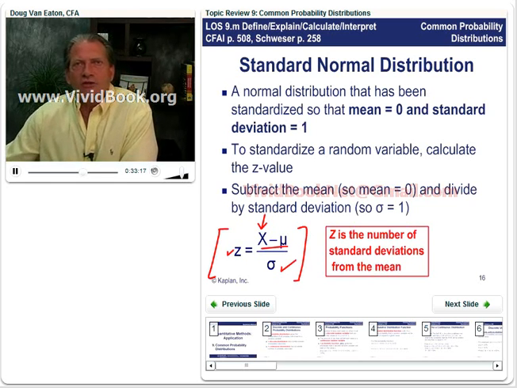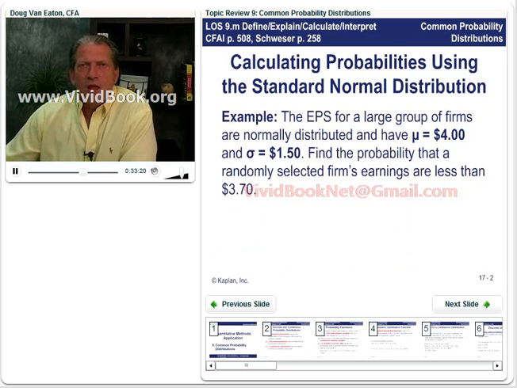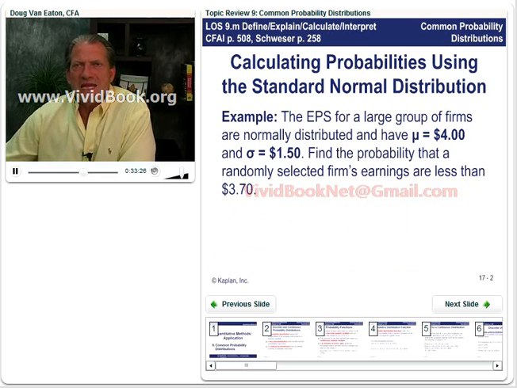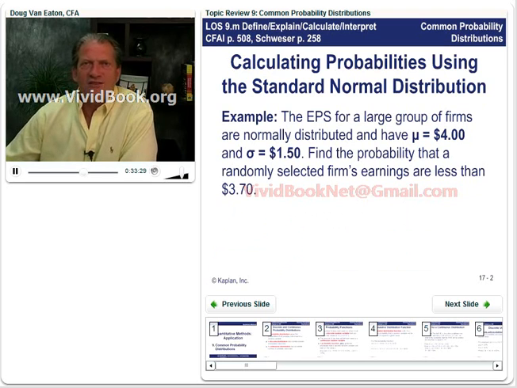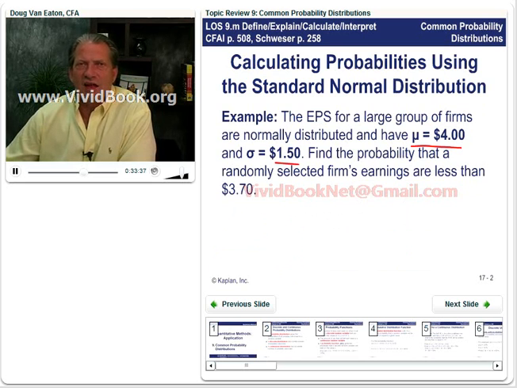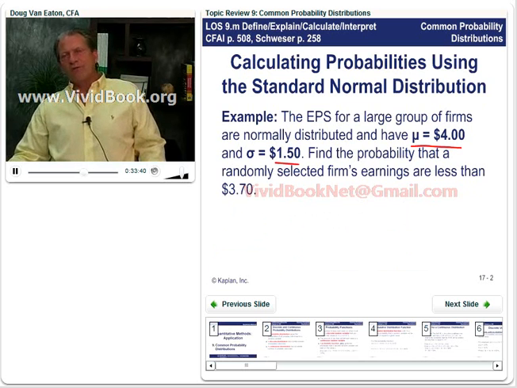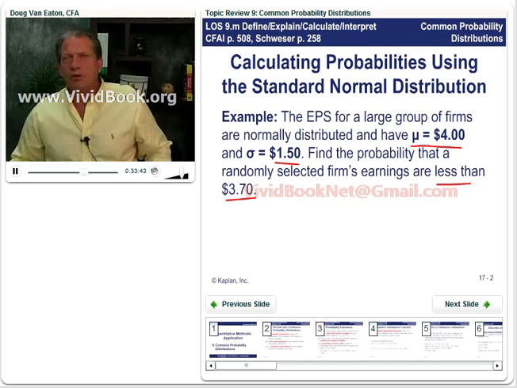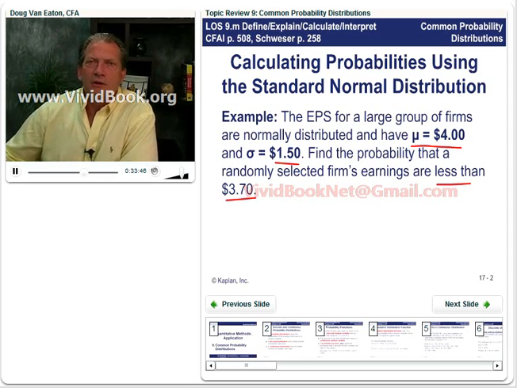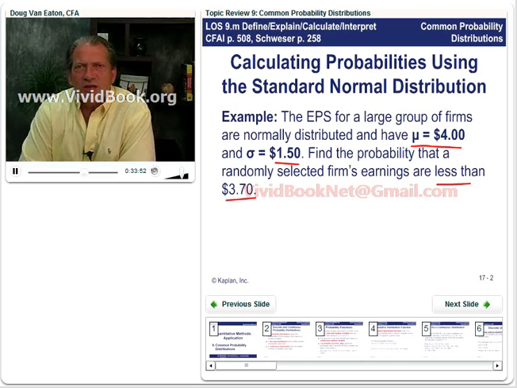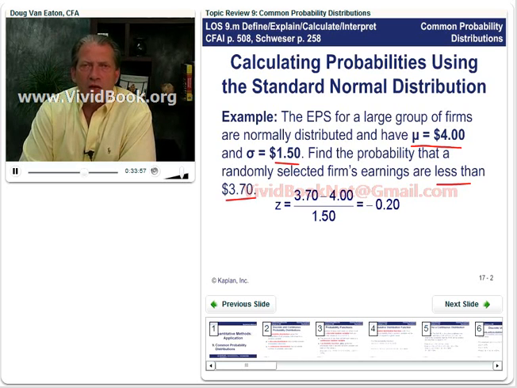So now let's calculate some probabilities using the standard normal. The earnings per share for a large group of firms are normally distributed with a mean of $4 a share and a standard deviation of $1.50. Find the probability that a randomly selected firm's earnings are less than $3.70. Well, we've got the tools to do this now. We may have to look it up on the table, but I've got an excerpt coming up. So how are we going to figure this out? Well, one thing we can do is standardize it, and say, well, 3.70, what is that? That's 0.2 standard deviations below the mean.